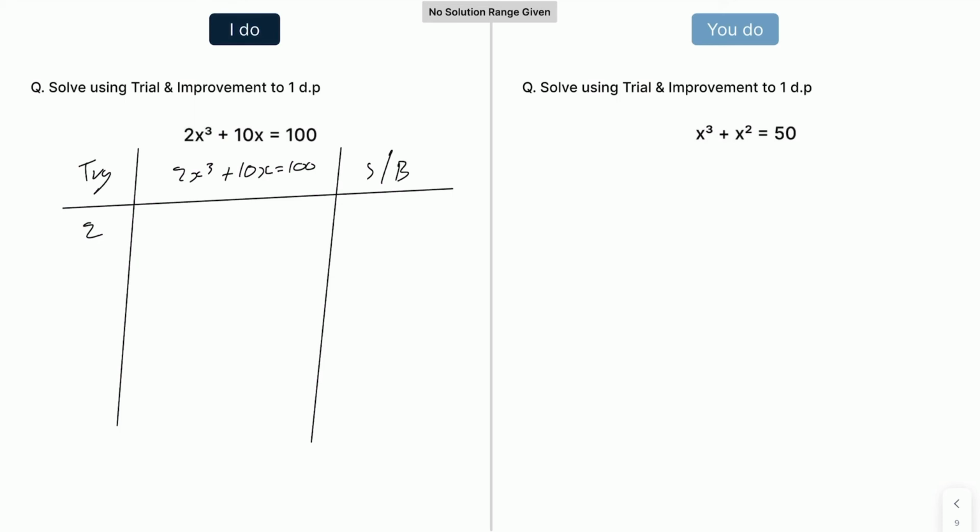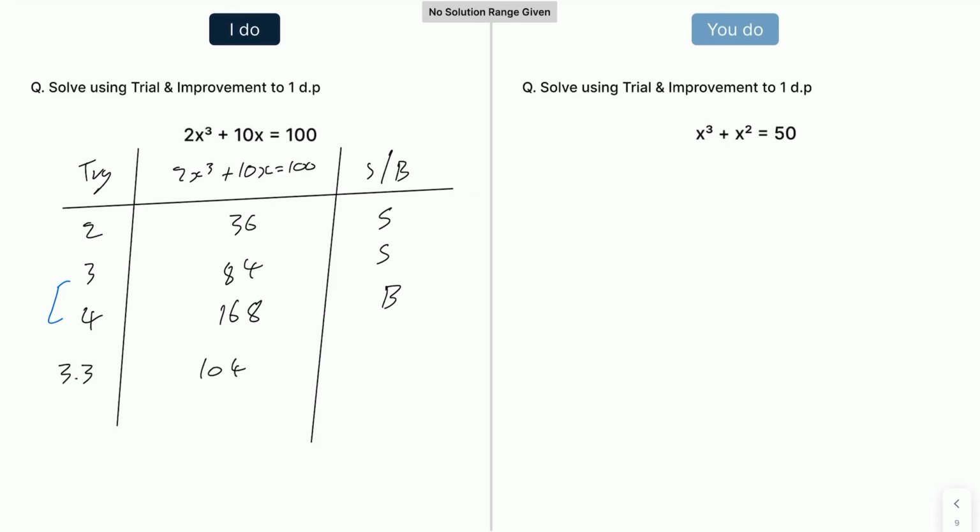Let's start with 2. 2 gives me 36 when I type it into my calculator, which is too small. 3 gives me 84, which is smaller than 100. 4 gives me 168, which is bigger than 100. So I know my answer's in this range. I know that it's going to be closest to 3 than 4 because 84 is closer to 3. So straight away, let's try 3.3.